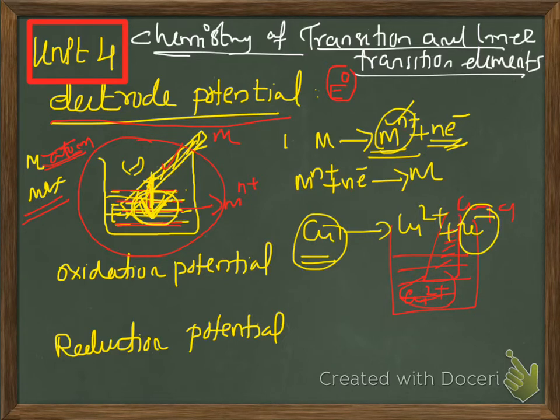So, at the interface, meaning the area where solid and liquid come in contact with each other, a potential difference is established due to this charge separation. That potential is called the electrode potential of that electrode.